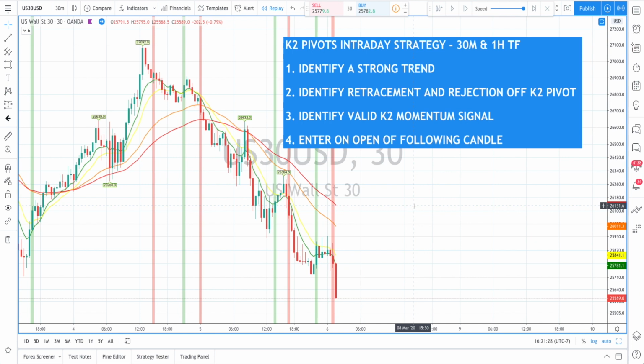Obviously, if you apply it on the higher time frames, you're going to have higher accuracy, but you're going to have less entries. So in the next videos, I'm going to be covering the scalping strategy, which is exactly the same, but it's just on a lower time frame.